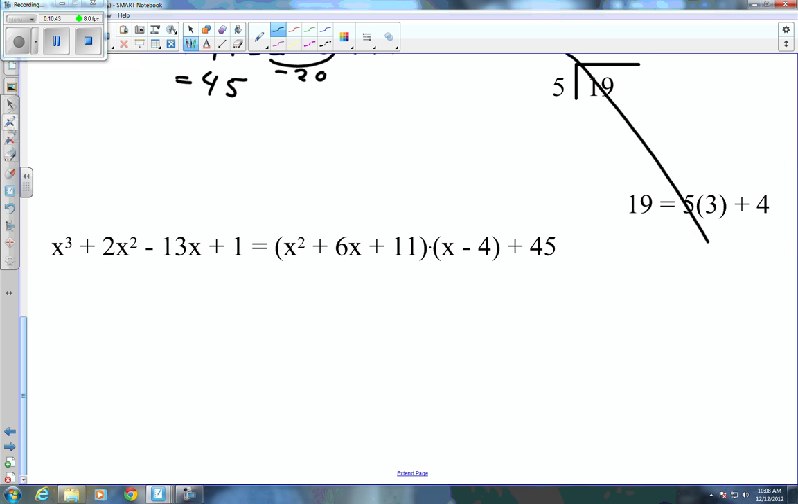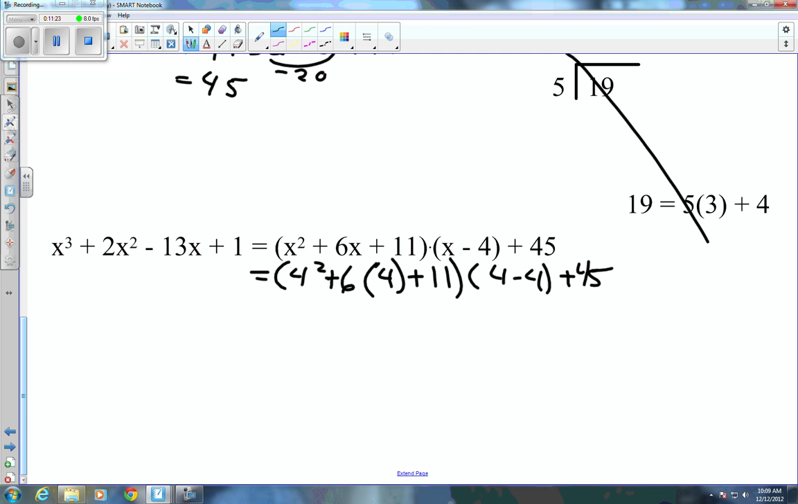Here's what it does. When you do that division, I had this divided by x minus 4. So it tells me x minus 4 times my answer plus 45 equals my original equation. That's what division does, right? But here, look what happens if I substitute 4 into this. I get 4 squared plus 6 times 4 plus 11, times 4 minus 4, plus 45.